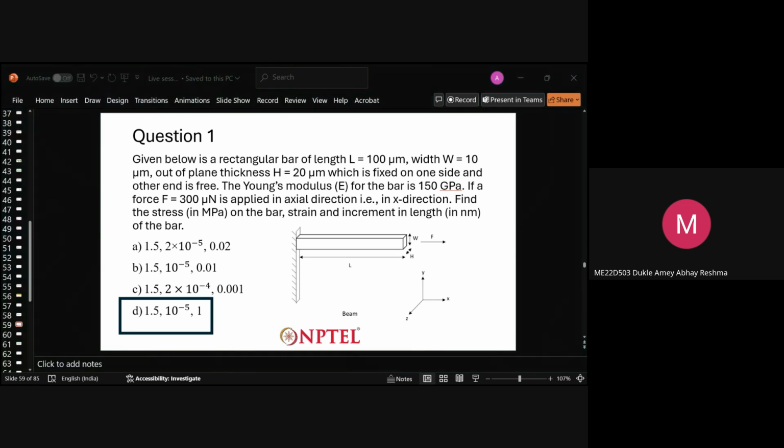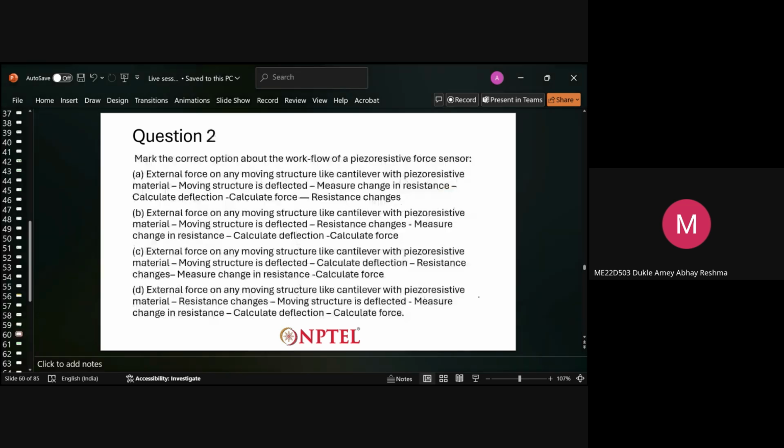Okay, so moving to the next question. Again, we had the same thing. Here the sensor is named a piezoresistive sensor. We have two types of sensors. When force is applied, two kinds of things happen in two kinds of material: one is piezoresistive material, and the other is piezoelectric material.